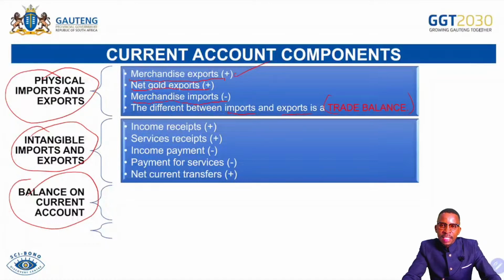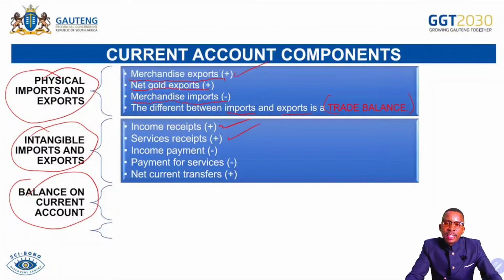So the trade balance is the difference between physical imports and physical exports. Then we go to the second part: income receipts. This is the income received by South Africa as payment for factors of production that have been sold abroad. Service receipts are also positive.